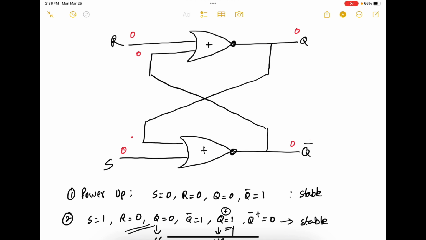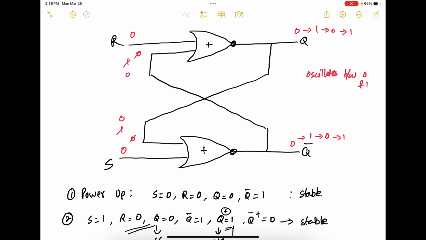So this 0 goes here and this 0 goes here at the same time. The output of this is going to change to 1 and the output of this is also going to change to 1, right? So this one goes up here, this one goes down here. 1 NOR 0 is a 0, and again 1 NOR 0 is a 0. This 0 goes up here and this 0 goes down here, right? So 0 NOR 0 is a 1, 0 NOR 0 is a 1. So this circuit is going to oscillate between 0 and 1.